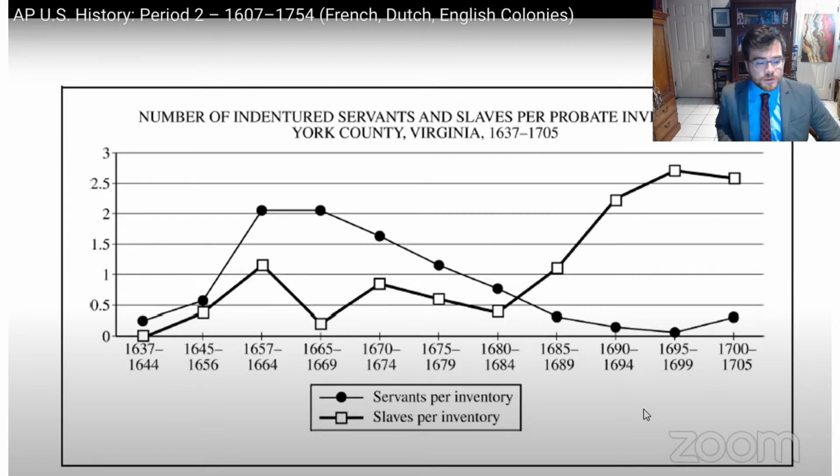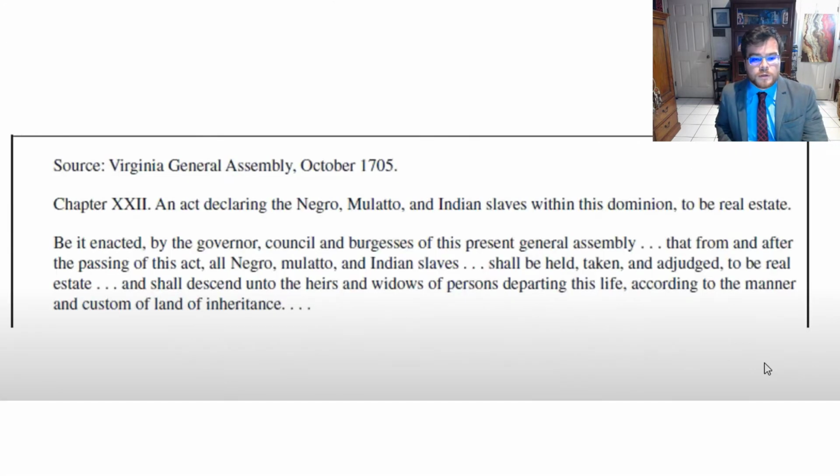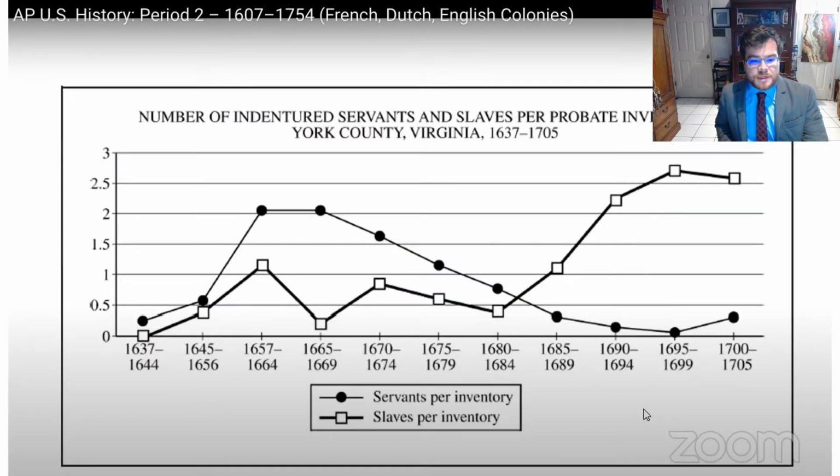Slaves per inventory, well, we see it rise in the mid 1600s. That's because if you're not going to use indentured servants, you've got to use something. You'll use slaves. Okay. And Virginia. Hey, they're trying to give you a hint, guys. In Virginia, okay, Jamestown, Virginia. That's where Bacon's Rebellion happened. There's a direct causal relationship with Bacon's Rebellion and the shift in labor usage in the North American British colonies.